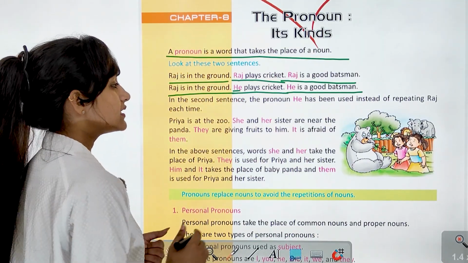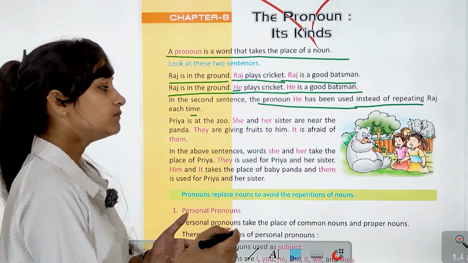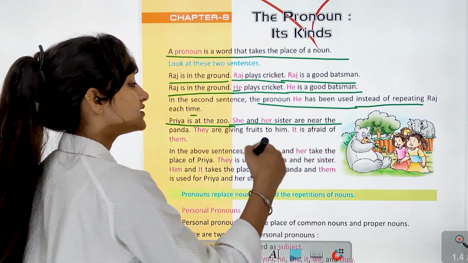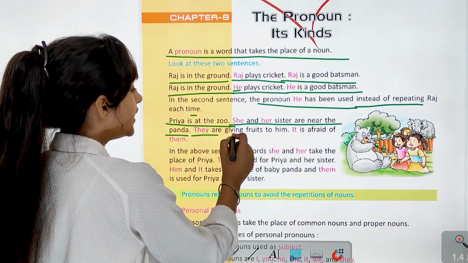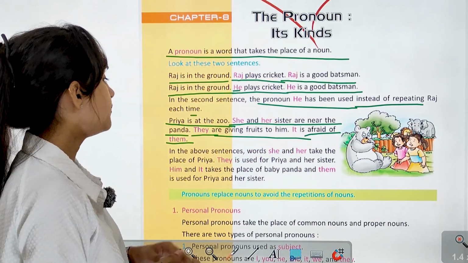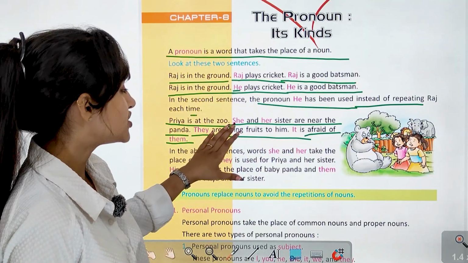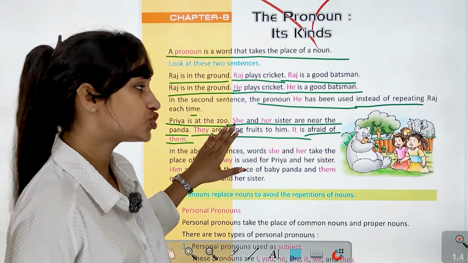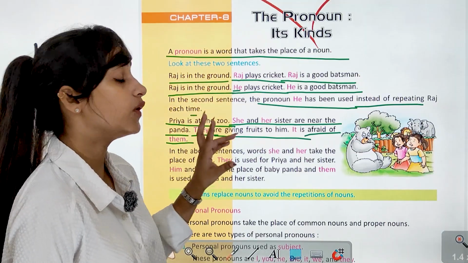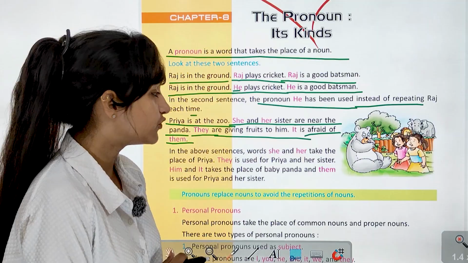So in the second sentence, the pronoun he has been used instead of repeating Raj each time. Priya is at the zoo. She and her sister are near the panda. They are giving fruits to him. It is afraid of them. Now Priya क्या है? Priya noun है. वो कहाँ पे है? At the zoo. Instead of Priya we have used she. She and her sister are near the panda. They. Now instead of she and her, we have used they because two persons hai.